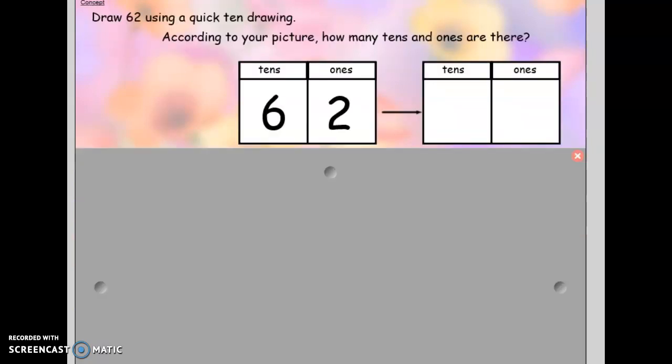All right, guys, so you need your paper and pencil once again, and we are going to draw the number 62 using quick tens. So I'm going to do it on the screen, and I want you to be doing it at home. So let's draw the number 62 using tens and ones.